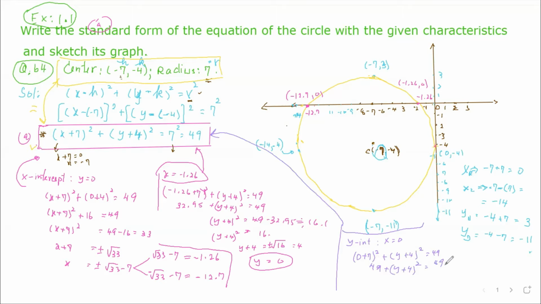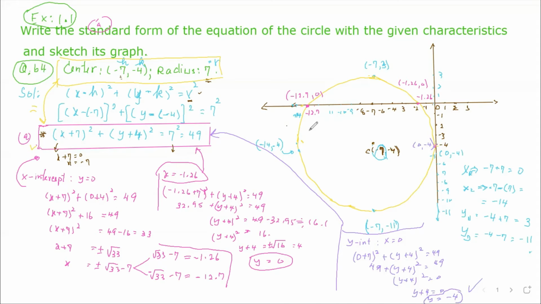So then this 49 moves to this side and becomes 0, right? So you are left with y plus 4, the whole thing power 2, equal to 0. Now when you take the square root of both sides, you have y plus 4 equals 0, then y equals negative 4. So you can see this is negative 4, right? So this point is x 0, y negative 4. So it's correct, what we did.